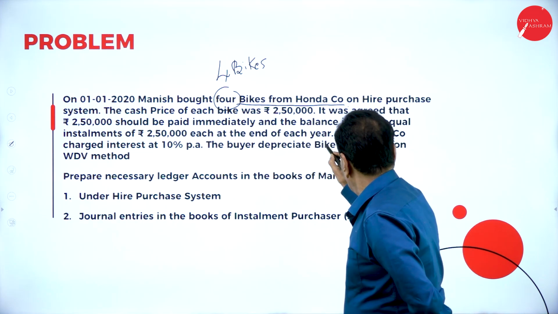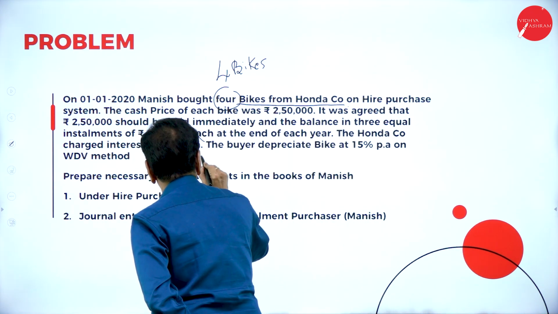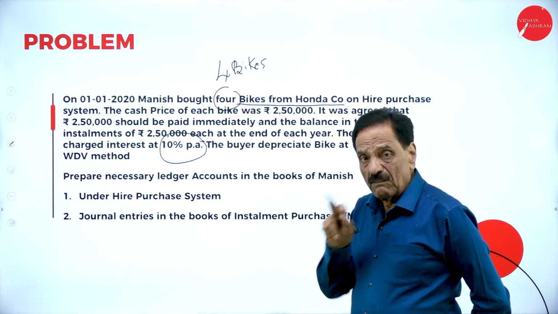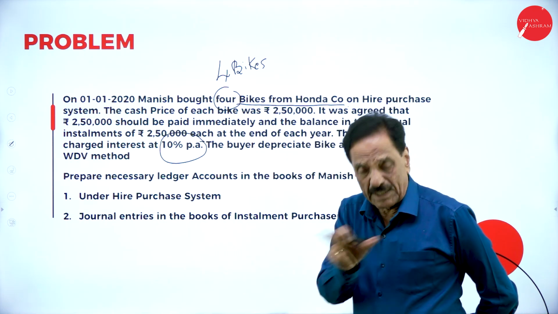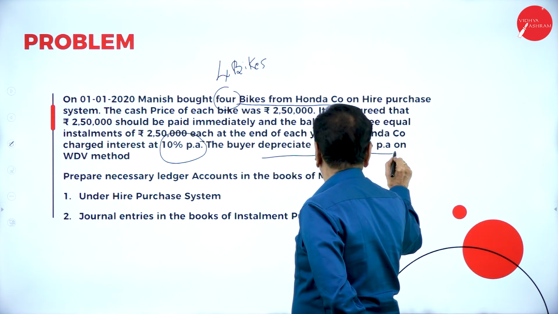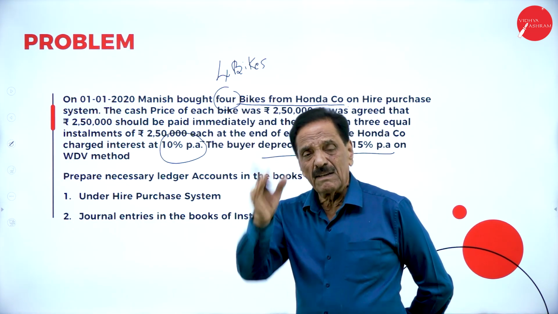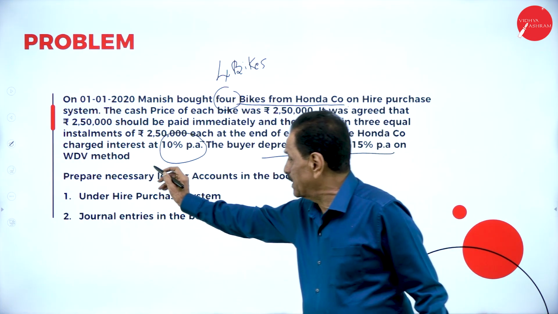But at the end of each year, the Honda company charges interest at 10% per annum. There was no interest on the first 2,50,000. Every year you are paying 2,50,000 plus interest, 2,50,000 plus interest, 2,50,000 plus interest. The buyer depreciates them at 15% per annum on the written down value method. On the written down value method, that is the diminishing balance method, you have to calculate the depreciation.